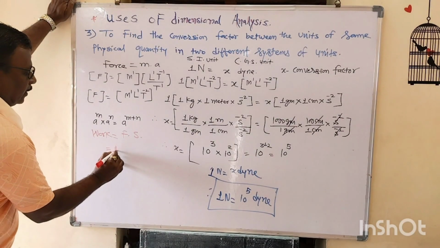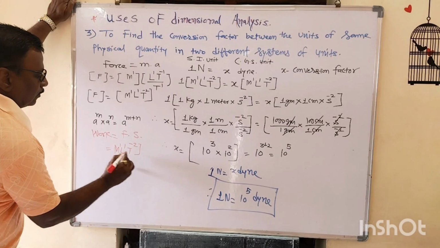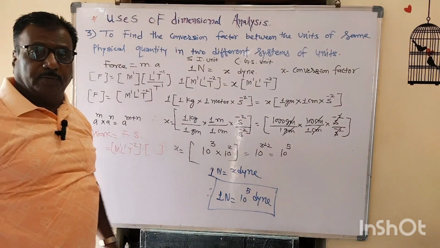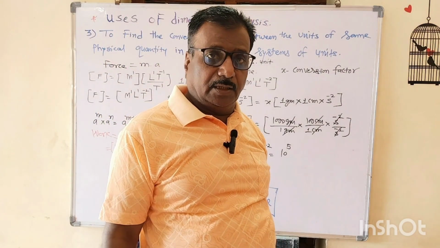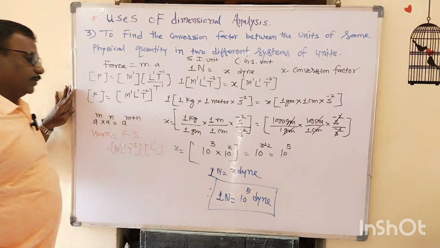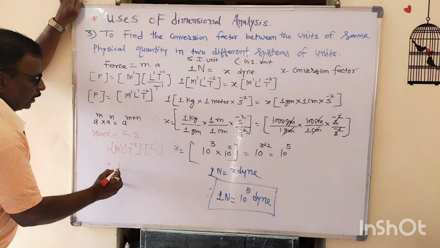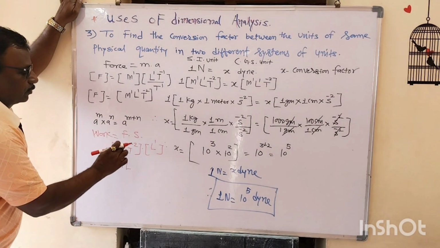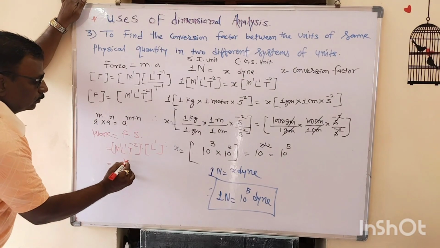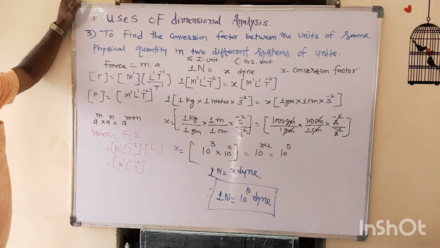So we get M1 L1 T to the power minus 2, into what is the dimension of distance or displacement? It is nothing but length. For length we use the letter L, so L to the power 1. Now combine L and L together. We get M1, L to the power 1 multiplied by L to the power 1. Using this formula we get 1 plus 1 equals 2, T to the power minus 2. So that is the dimension of work.